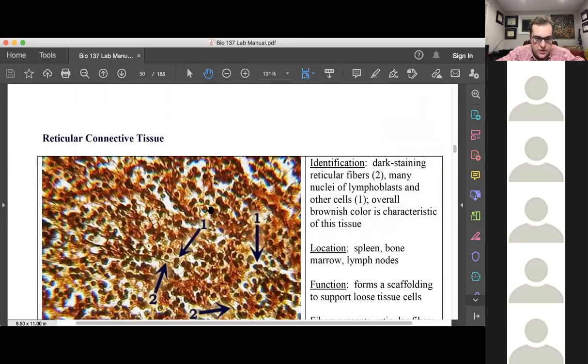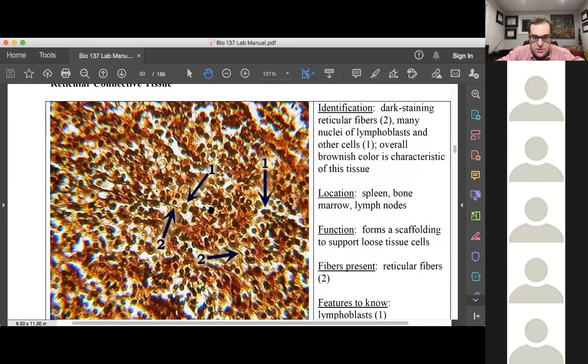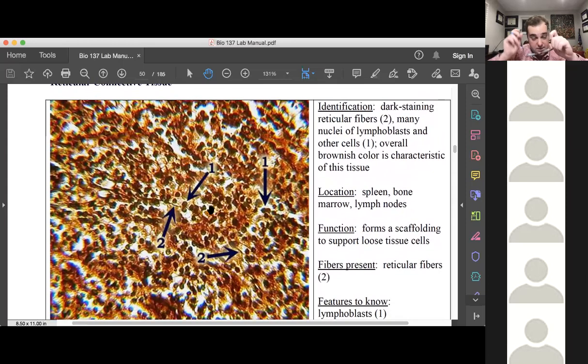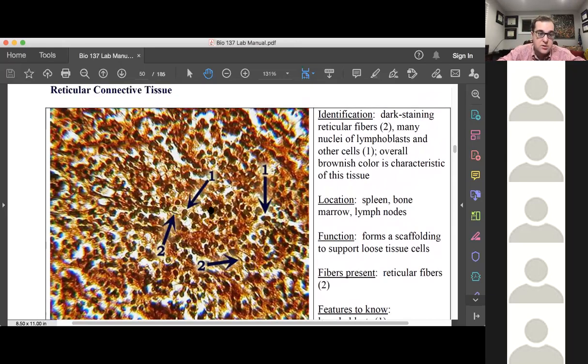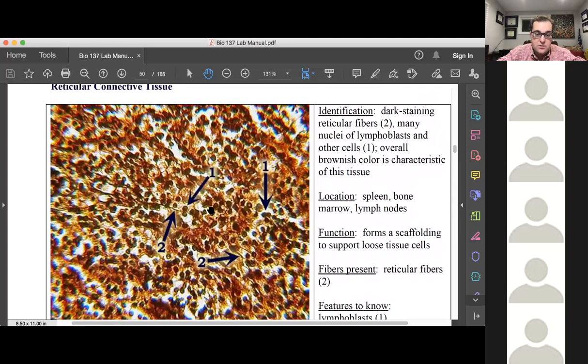All right, next one, reticular connective tissue. These are dark stained, and I'm not sure why they stain so darkly. It may be the type of protein that makes up reticular. These are going to be a type of tissue that is found more internally, like your spleen and bone marrow and lymph nodes.